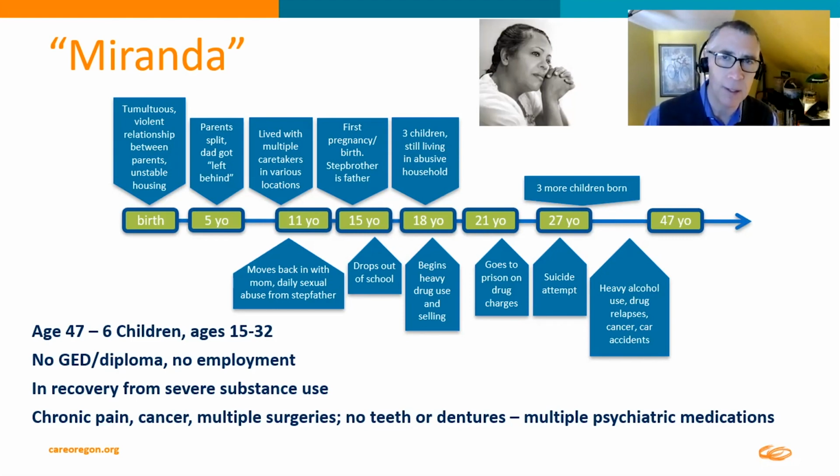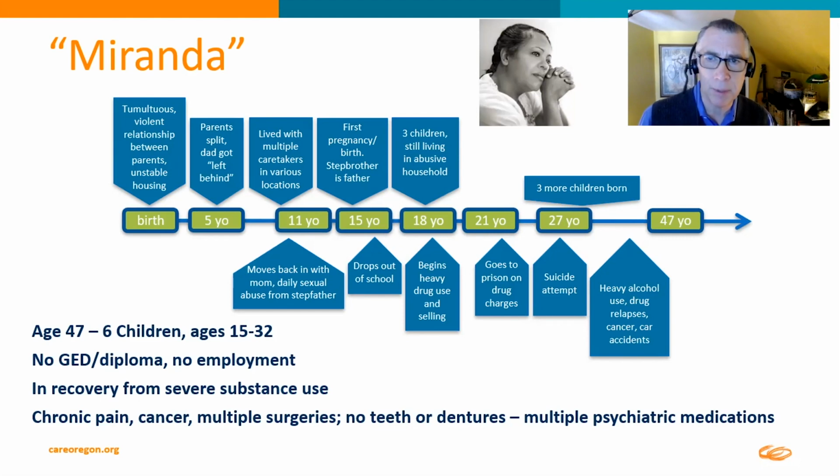And at this point, she's not only using drugs on a regular basis, but she's also selling, trying to make a living doing that. By the time she's 21, within a couple of years, of course, not surprisingly, she's going to prison on drug charges. Imagine what those years are like between age 21 and age 27 before she attempted to commit suicide for the first time. She's had 3 more children born after that, and she's had heavy alcohol use, a lot of drug relapses, cancer diagnosis, and a series of car accidents as well.